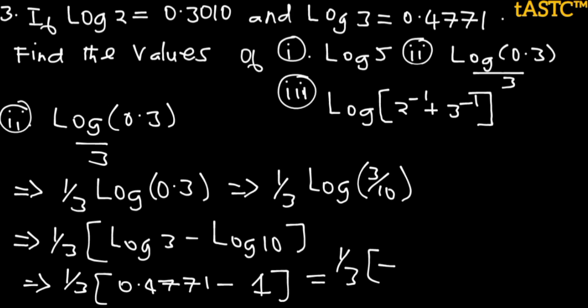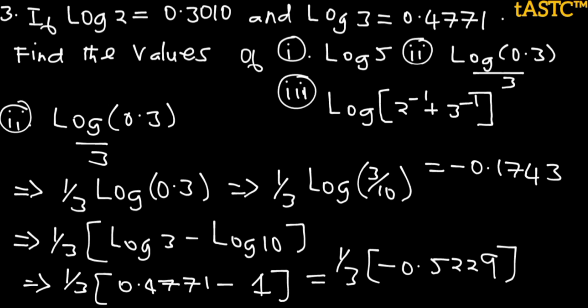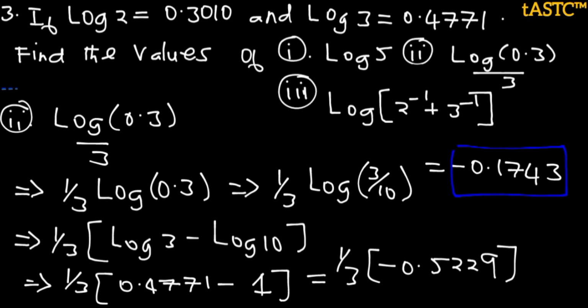So I need to wipe these out. Now I need to take a third of that. So that gives us negative 0.1743. This will be the answer to this question. Now let us go into the last one.